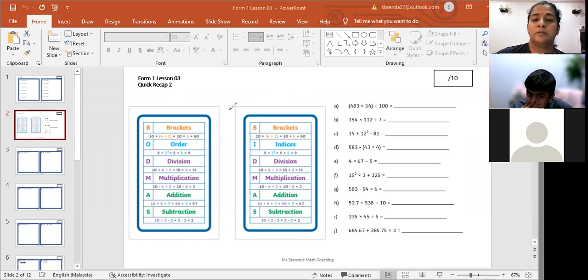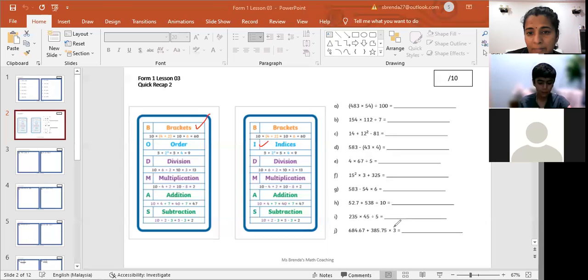And now that you are in Form 1, or you're going to go to Form 1, later you will learn something called indices. This will come in much later, but not to worry now. Now you need to only learn that if you see brackets, you do them first. This is called the order of operations.